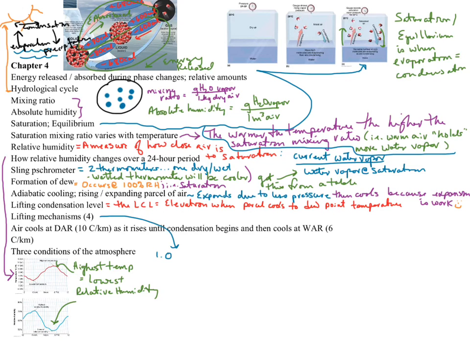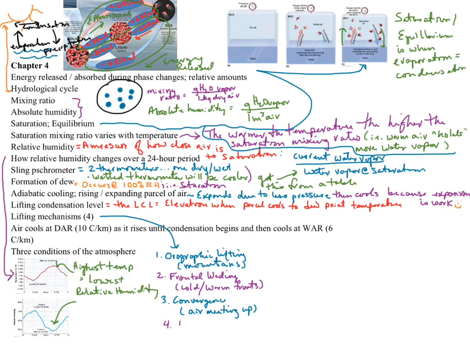We talked about 4 lifting mechanisms. Orographic lifting, having to do with mountains. Frontal wedging, having to do with cold and warm fronts, cold and warm air masses meeting up. Convergence just means air meeting at one point. Localized convective lifting, here I said the sun creates a hot spot.